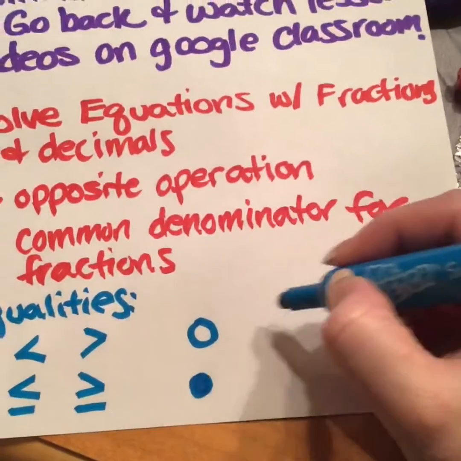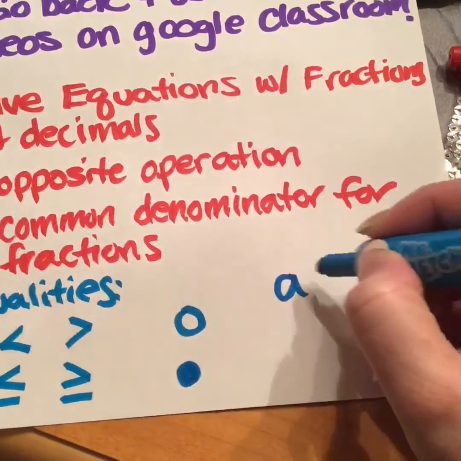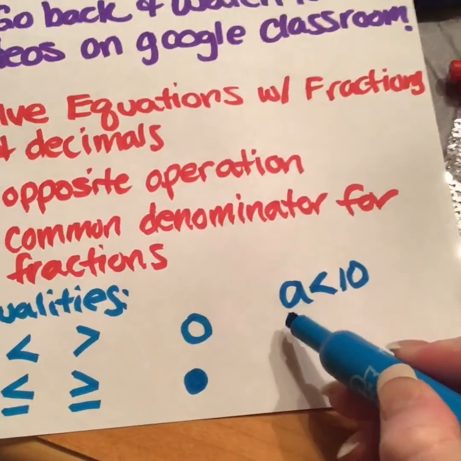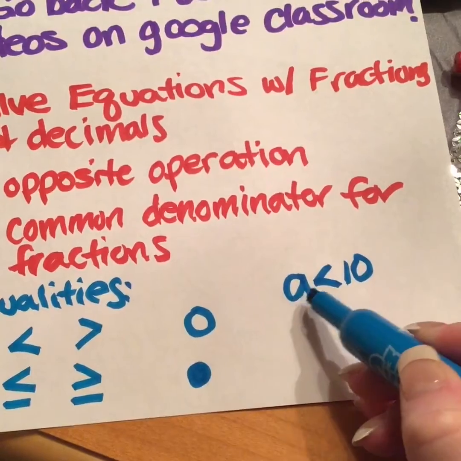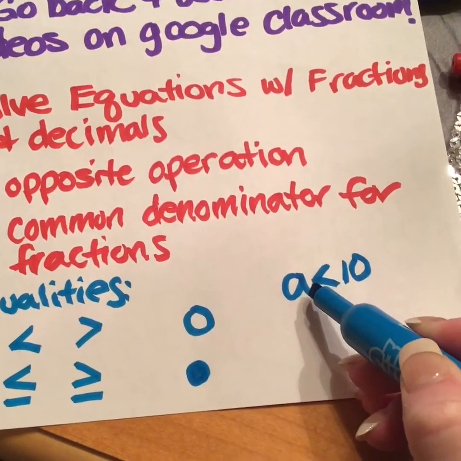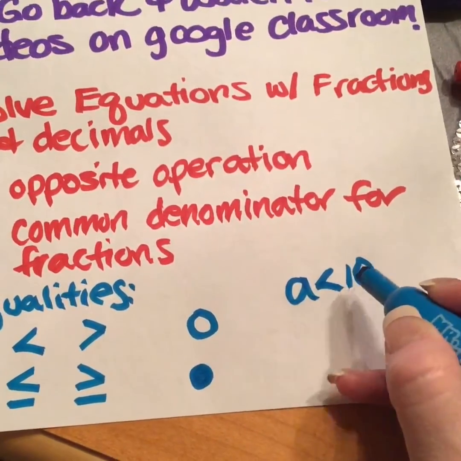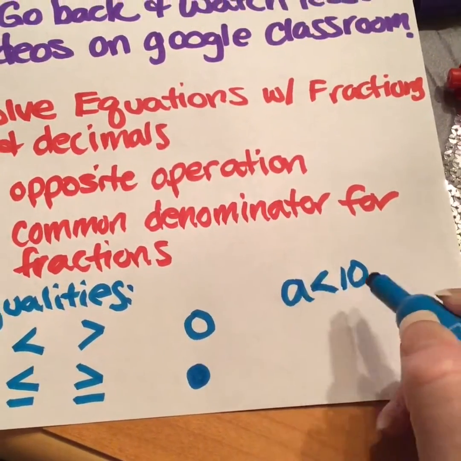The other thing is remembering which way to graph. Look at the variable, okay? The A is touching the less than side. So you need to shade the numbers that are less than 10. This says A is less than 10.